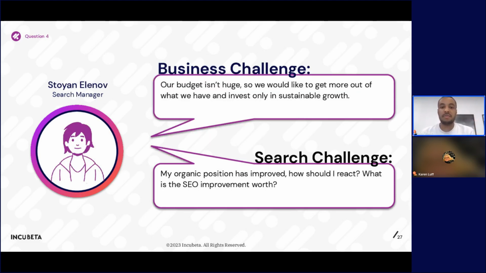And onto the final business challenge that we saw from Seamless. So this is for a smaller business here, where sometimes the budget isn't able to stretch so big because it's a small budget. We wanted to get more out of what we have and make sure that we invest across the board in sustainable growth. When we take that from a search perspective, we want to make sure the organic position has improved. What's the SEO improvement worth?